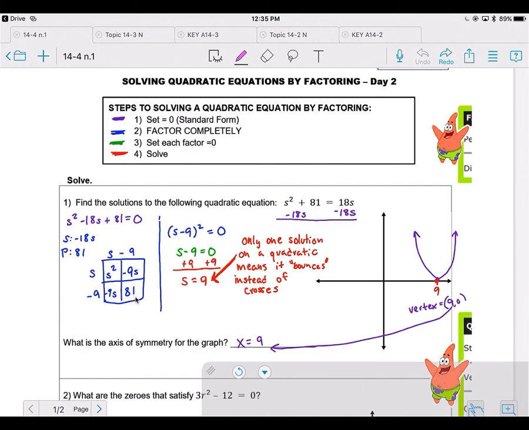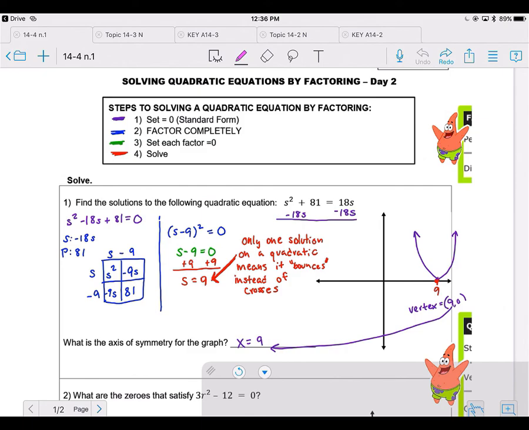So s squared and 81 go in the box. Looking for something that adds to negative 18, so negative 9, factor it out. I notice that this is a perfect square trinomial, so s minus 9 squared equals 0. From here, we set the factor equal to 0. In this case, we only have 1 because the same factor is repeated, so s minus 9 equals 0. And we solve. We add 9 to both sides, so s equals 9.